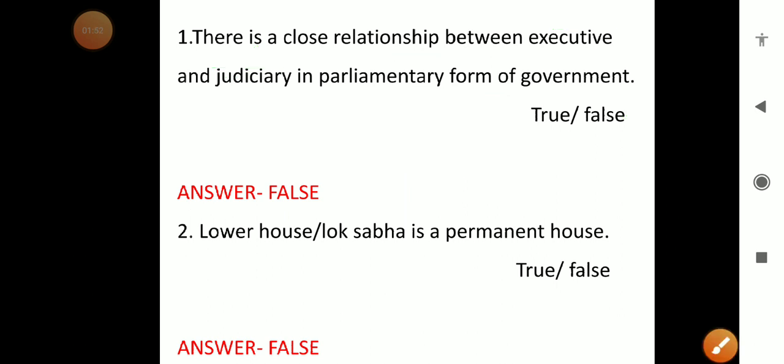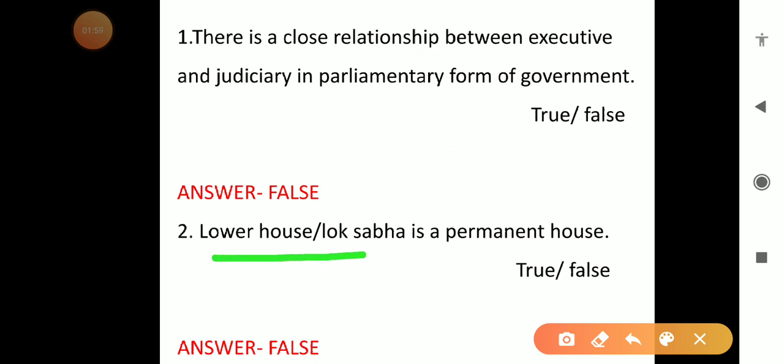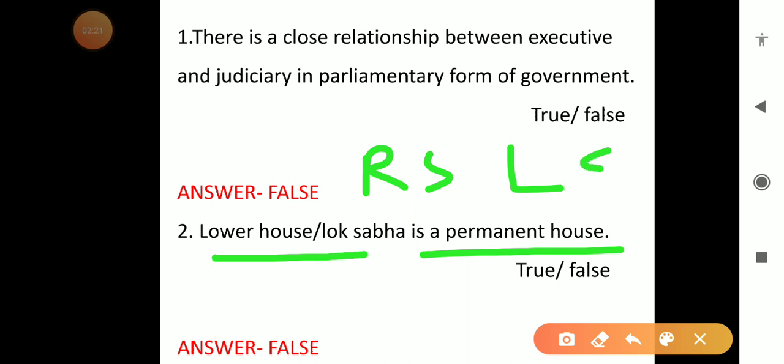Moving to the next question. Next question is, lower house, that is Lok Sabha, is permanent house. In every parliament there are two houses, upper house and the lower house. And so far as upper house is concerned, in India it is Rajya Sabha, and the lower house in India is Lok Sabha. So the Rajya Sabha is the permanent house. Lok Sabha is not permanent house.